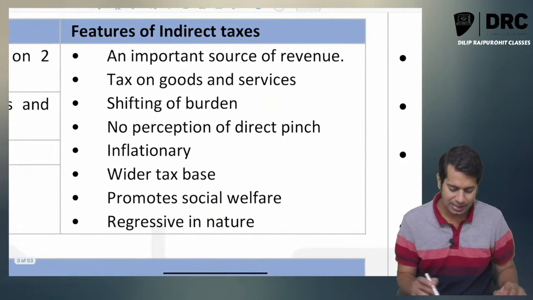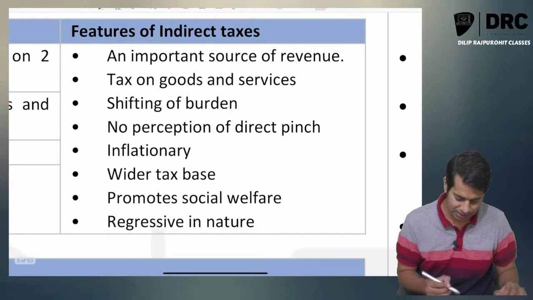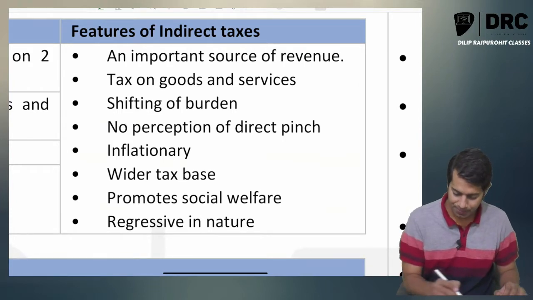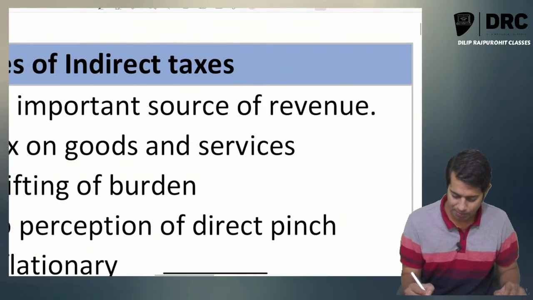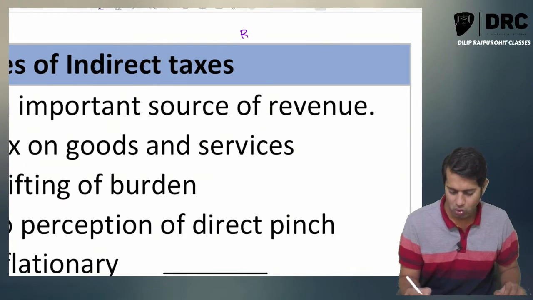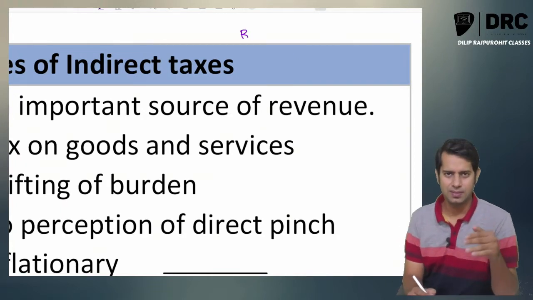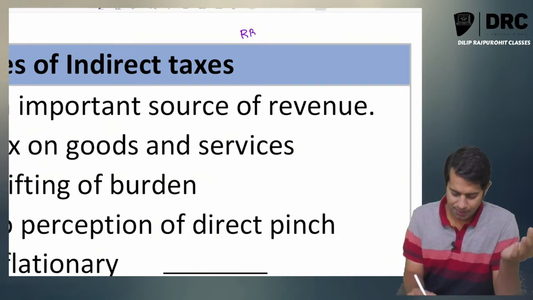So these are basically the important features of indirect taxes. There is a memory technique to remember this: who is going to win the IPL this year, next year, whenever it is happening?